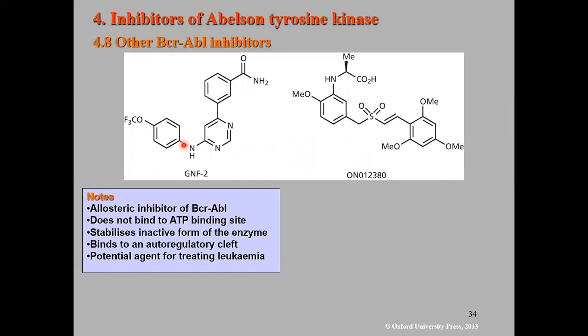It stabilizes the inactive form of the enzyme. Okay, so it prevents activation. It binds to an autoregulatory cleft in the enzyme, hence the name allosteric inhibitors, and it's a potential agent for treating leukemia. Or actually, this might be the first agent that targets leukemia specifically. Okay, and this agent is still in clinical trials.